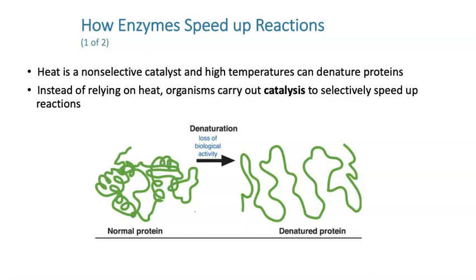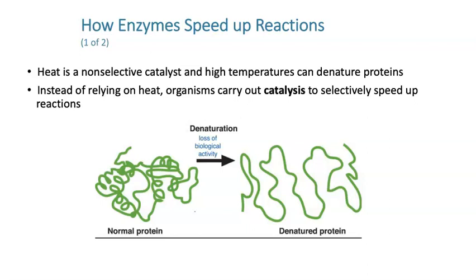So, how do enzymes speed up reactions? Well, we were just talking about heat, right? And heat is non-selective, meaning if it's hot, a lot of different reactions can happen. It's just going to make any activation energy be overcome of any chemical reaction. But we want specific reactions to happen in our bodies. And so instead of relying on heat, which, by the way, can be pretty bad for your body. Think about fevers, right?